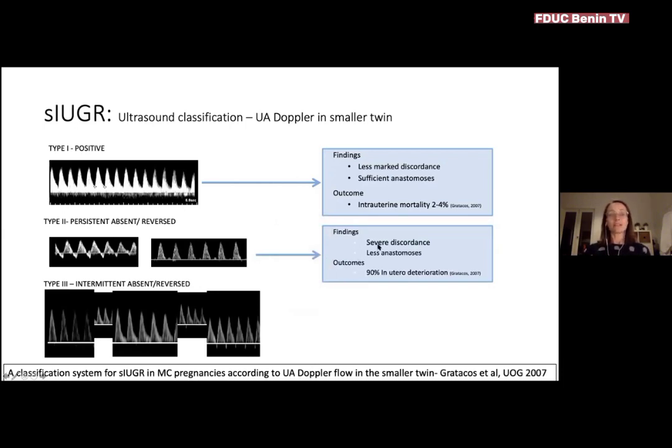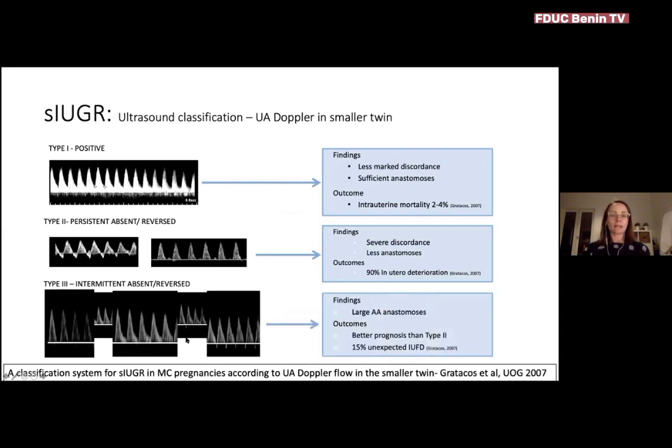Type 2 is where there's persistent absent or reversed flow. And this is usually a type of pregnancy where you see a very severe discordance in weight. On the placenta, there's usually less anastomoses, so then less protection for the smaller twin. And this is usually very prone to progression as you monitor the pregnancy. So if we don't intervene, 90% of them will lead to in utero deterioration.